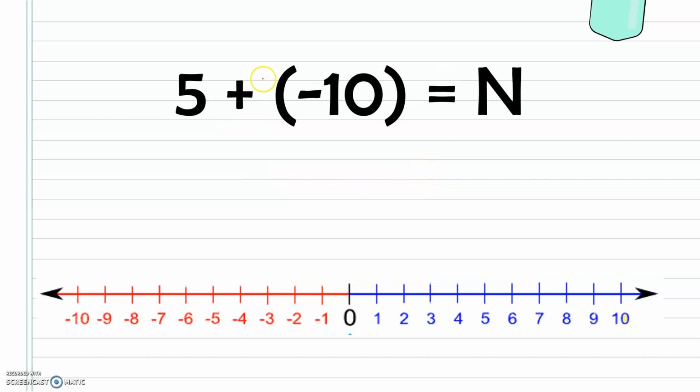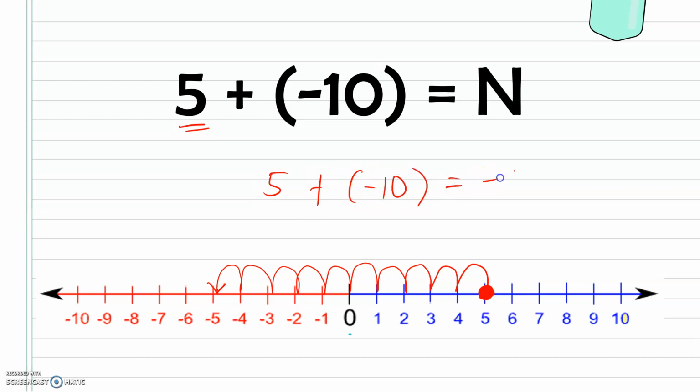Another one, 5 plus -10 equals n. Let us locate 5 on the number line, and 5 is here. We will be adding a negative 10 to our positive 5, so that means we will be jumping 10 units to the left since 10 is negative. From 5, we'll count 1, 2, 3, 4, 5, 6, 7, 8, 9, 10 units to the left, and we'll end up at negative 5. So 5 plus negative 10 is equal to negative 5.